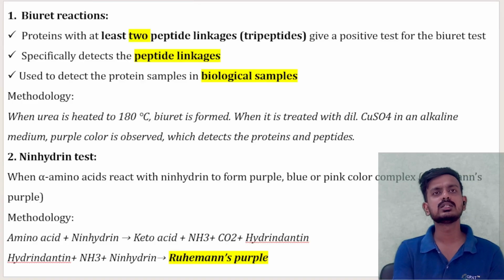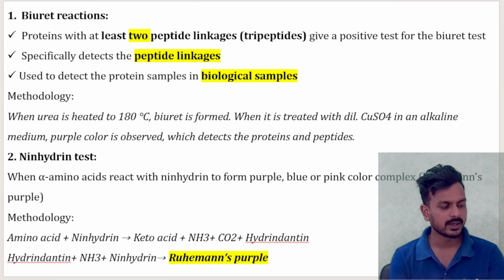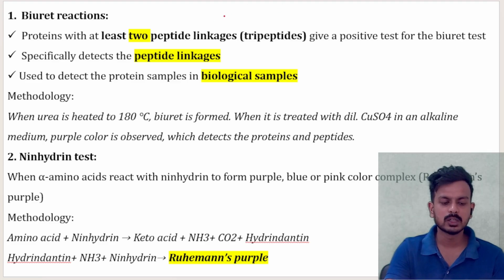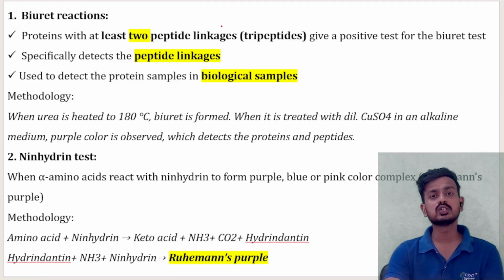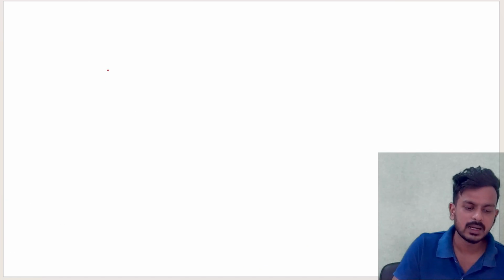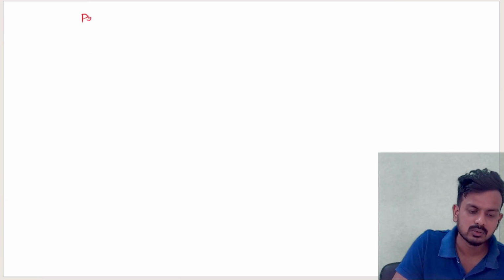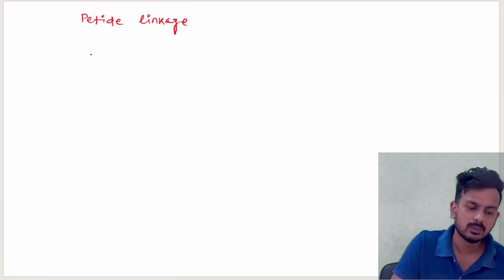So the first test is the biuret test. Why is it used? It is used for the peptide linkage. Now one question is always asked about how these peptide linkages are formed. Let me explain how a peptide linkage is formed. This is also one other question. Let me give an example.